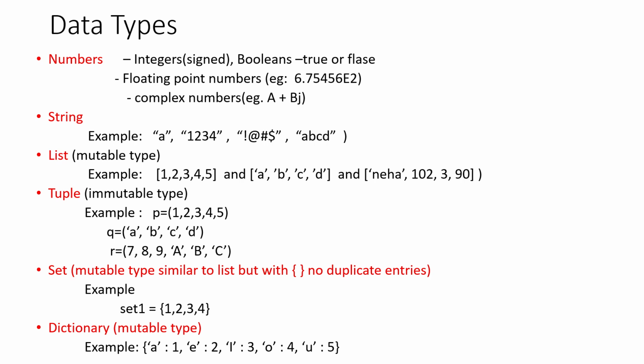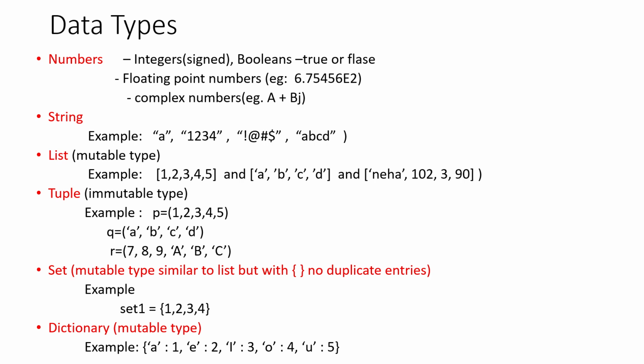You can use a number of elements within a square bracket, 1 2 3 4 like this in case of integers. In case of characters, within a square bracket you can specify the characters or the strings within single quotes. And tuples. Tuple is an immutable data type. So you can use the parenthesis. Within a parenthesis, you can specify the numbers or the characters like this.